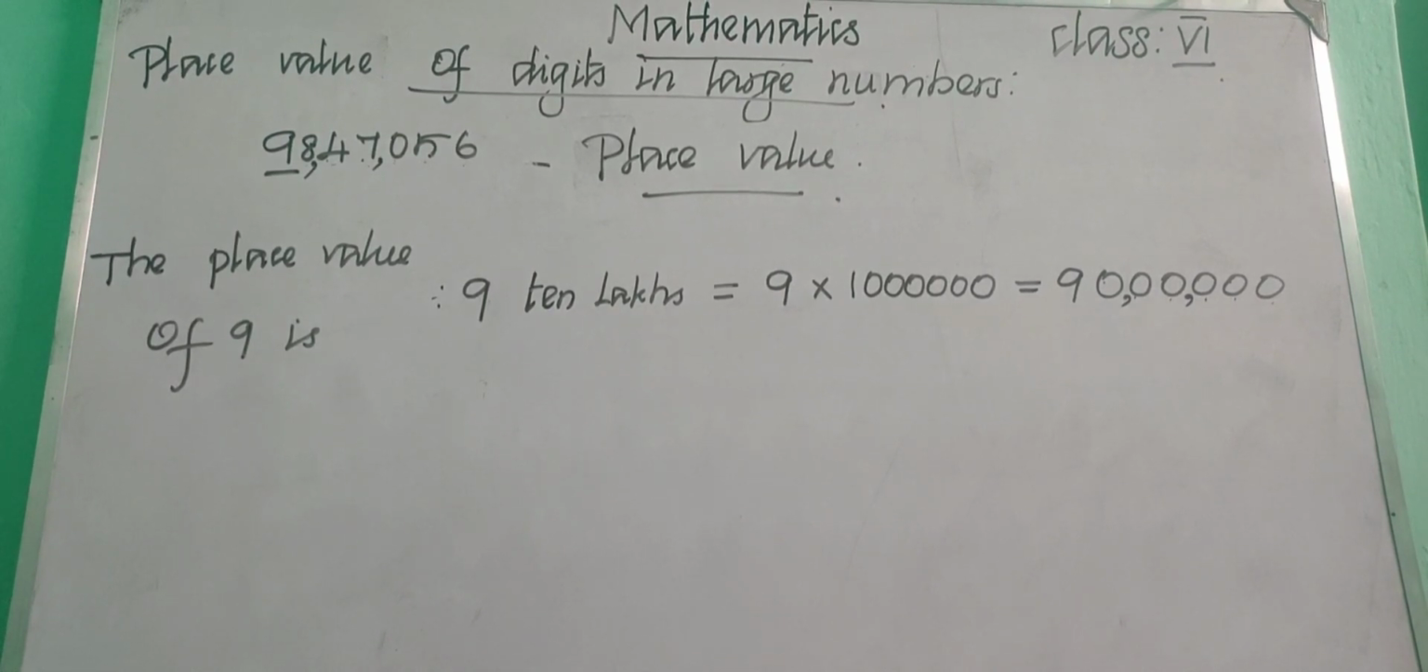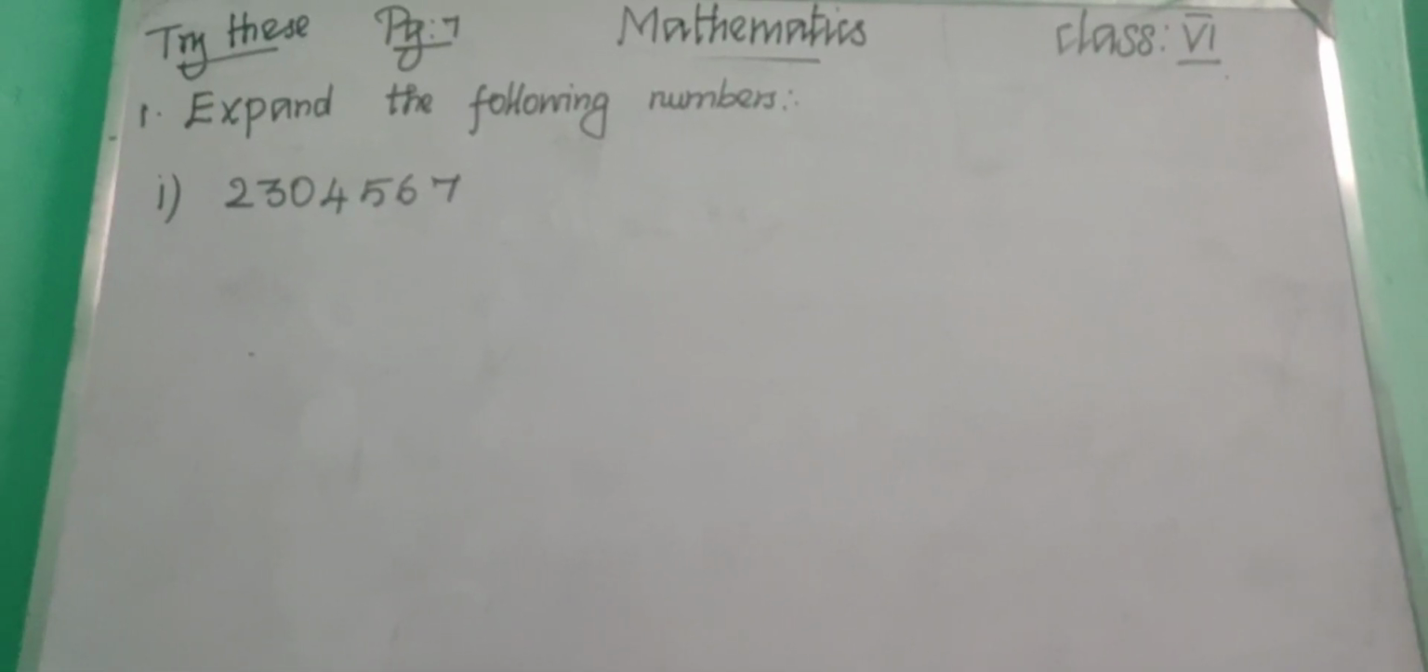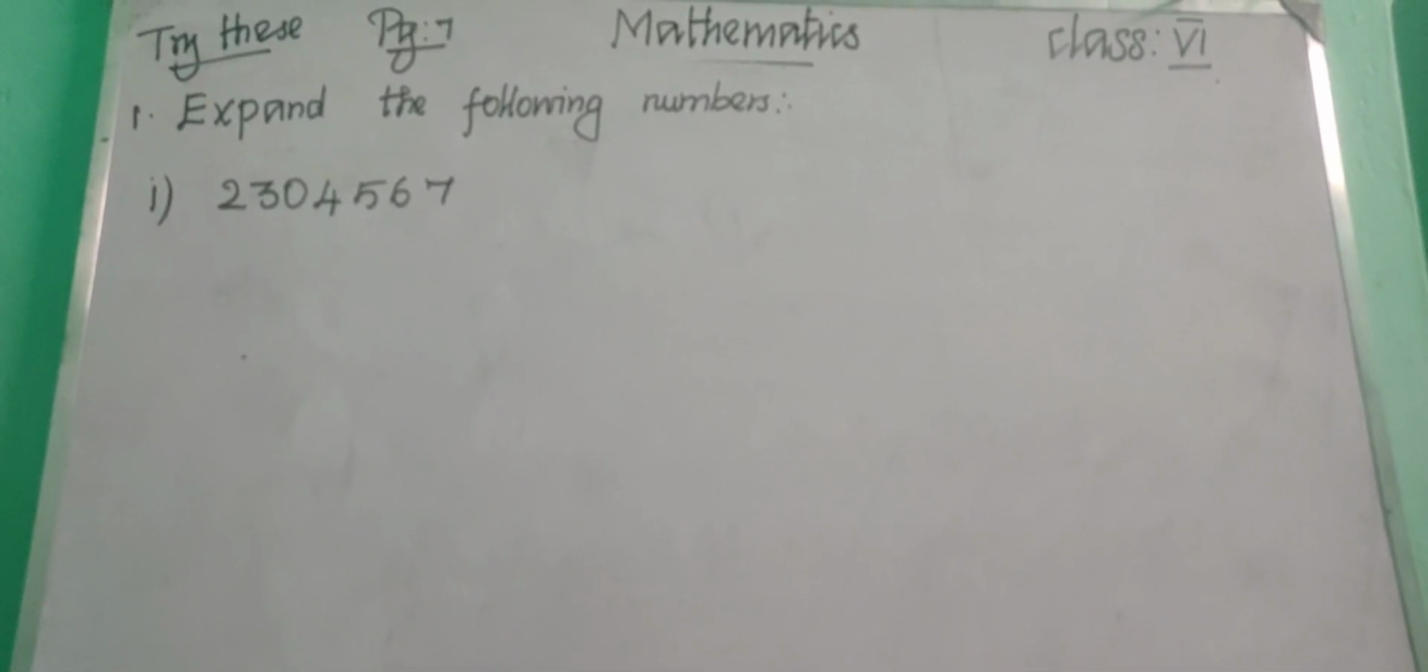So let us try these sums. Try these. Children, write this heading in your maths notebook. We had completed the Try These on the same page number 7, identify the incorrectly placed comma, right? After completing that, you should write this Try These. Write the heading as Try These and mention again the page number 4. Write the heading as Expand the following numbers.